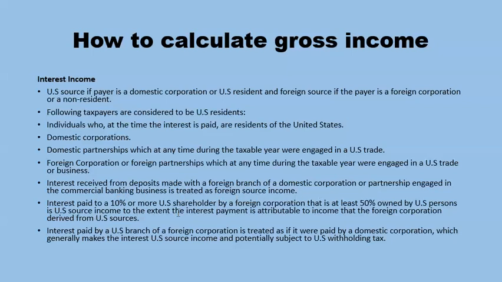Interest paid to a 10% or more US shareholder by a foreign corporation that is at least 50% owned by US persons is US source income to the extent the interest payment is attributable to income that the foreign corporation derived from US sources. Interest paid by a US branch of a foreign corporation is treated as if it were paid by a domestic corporation, which generally makes the interest US source income and potentially subject to US withholding tax.